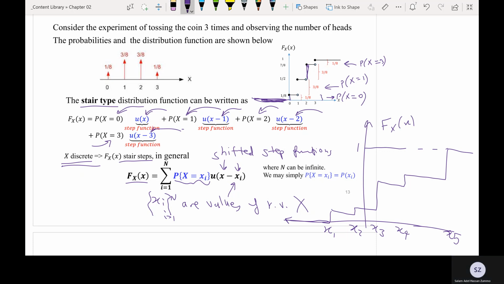This is the general shape. Any questions?